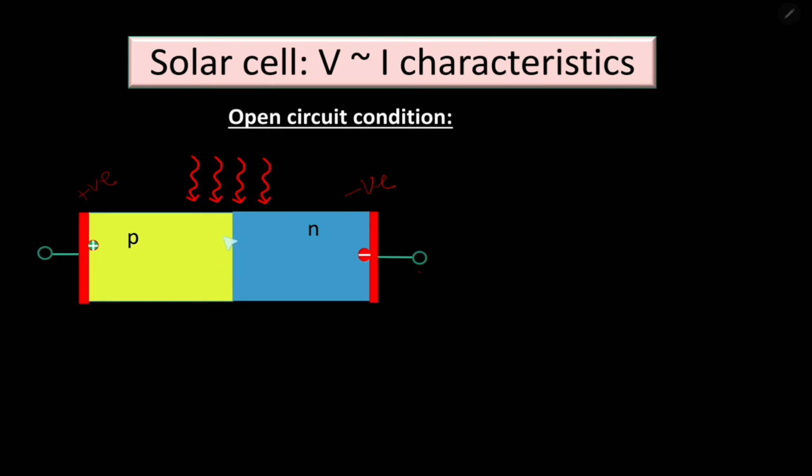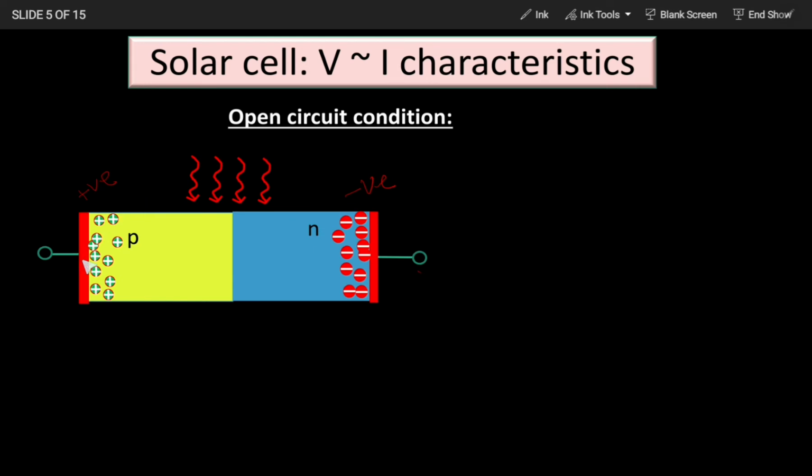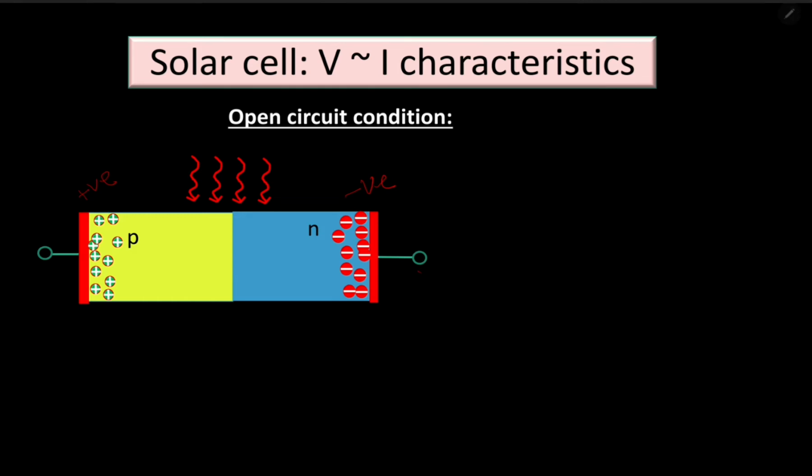Now slowly more electron hole pairs are generated over here, and as they are generated at the junction, holes will move towards P side and electrons, they will move towards N side. So we will be getting holes over here and electrons at the negative or N side of the solar cell. Because of this, slowly the potential over here is increasing, and hence the difference in potential at the two terminals will slowly increase.